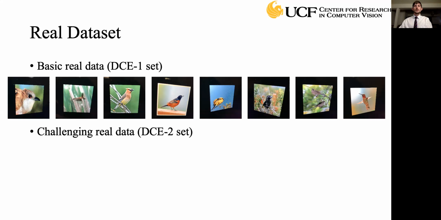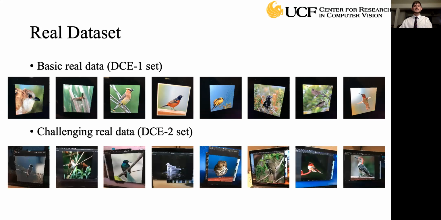We then created a more challenging dataset, which we refer to as DCE2. It contains images from the Caltech UCSD birds dataset over more complicated backgrounds and from more extreme angles. This dataset is used only for testing our models and only consists of about 20 photos.